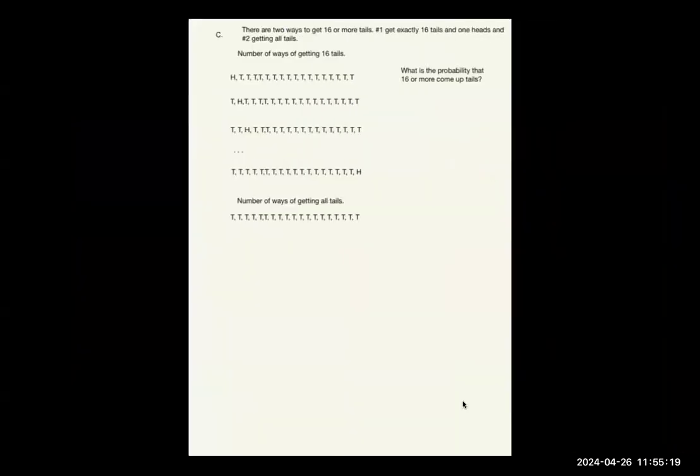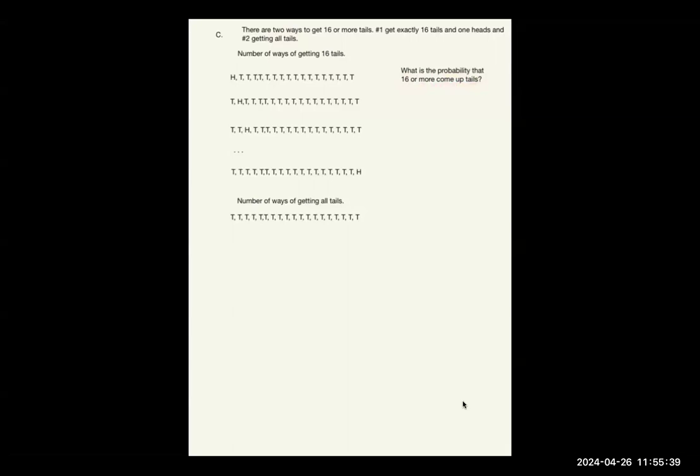The question says, maybe it's over here. I mixed this up a little bit. I put my question over here and the answer starts over here. But anyways, what is the probability that 16 or more of these tosses come up tails?